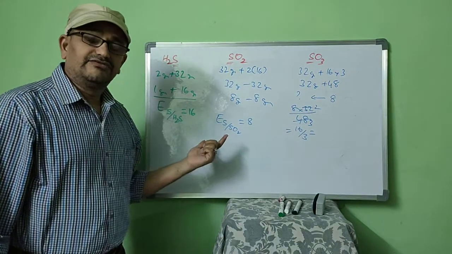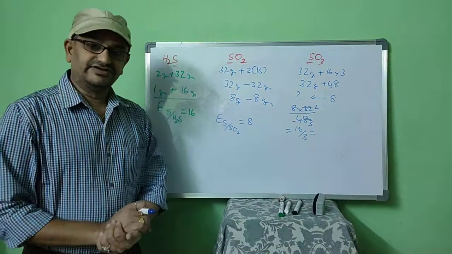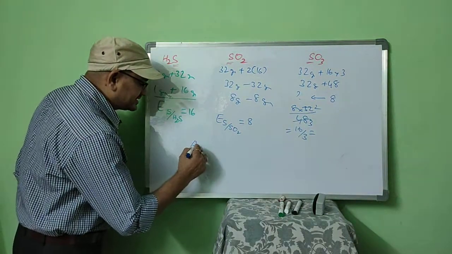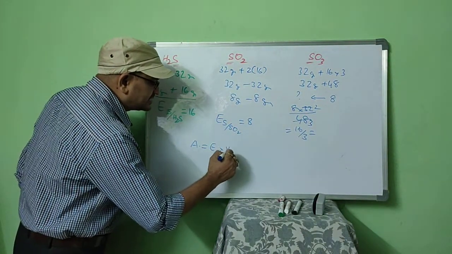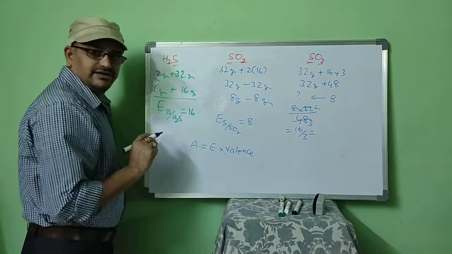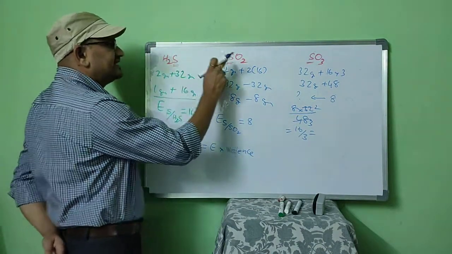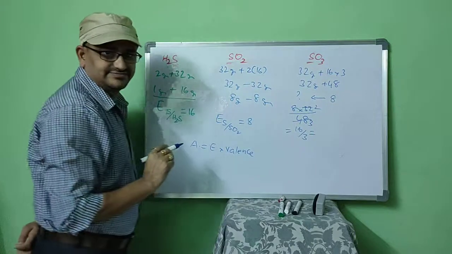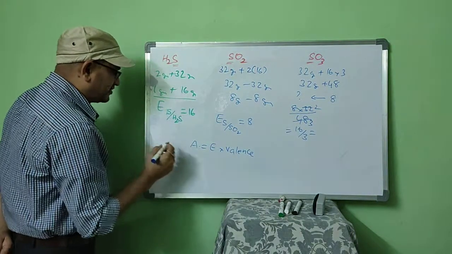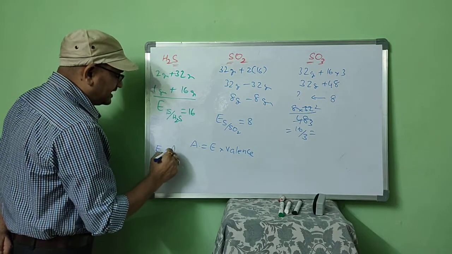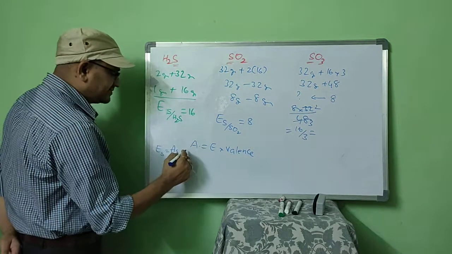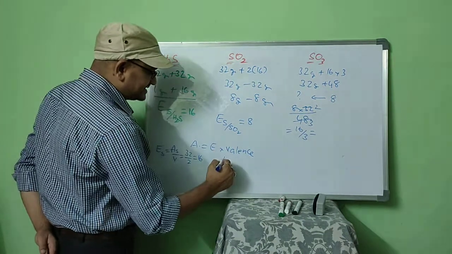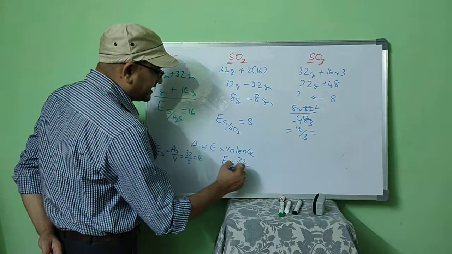Why? Because of its variable valency. In the last class we discussed the relation: atomic mass equals equivalent mass into valency. Sulfur's valency is varying here and here and here. Here its valency is 2, here its valency is 4, whereas here it is 6. If we apply the formula, equivalent mass of sulfur equals atomic mass of sulfur by its valency. Atomic mass is 32, by its valency 2 here, so 16.